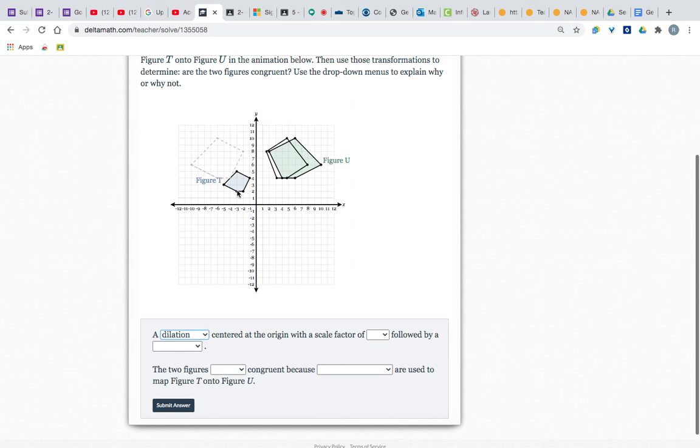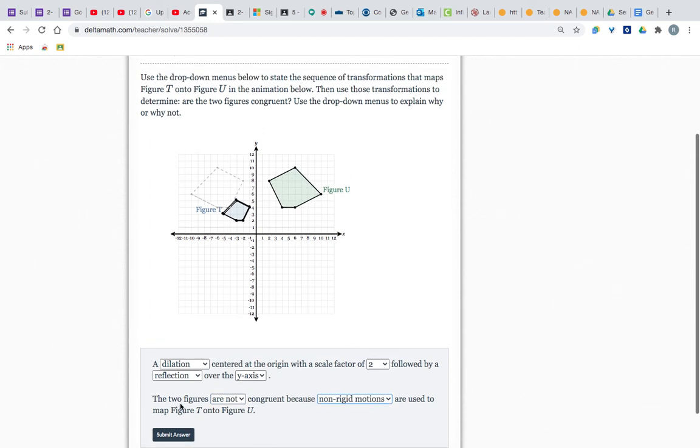And you can look at any point. You can look at this one. It's (-3, 2), and when you multiply it by 2, you get (-6, 4). Either way, no matter what point you're looking at, you're going to have a scale factor of 2, because each of those points is multiplying by 2. And then it's followed by a reflection over the y-axis. This is the y-axis. It reflects over that y-axis. The two figures are not congruent because non-rigid motions are used.